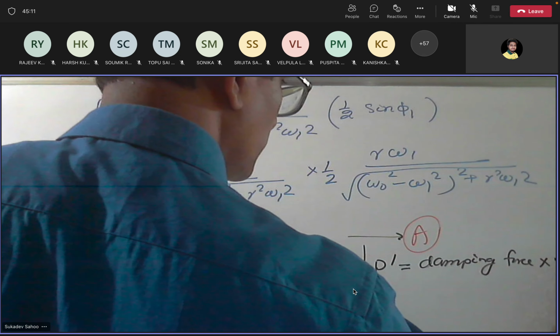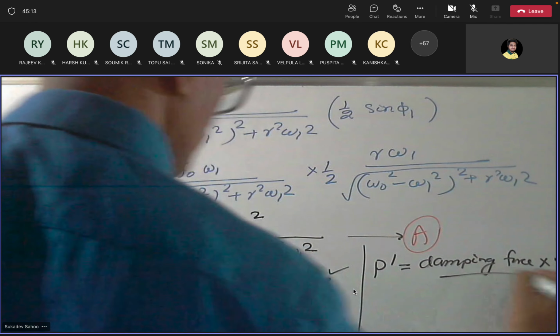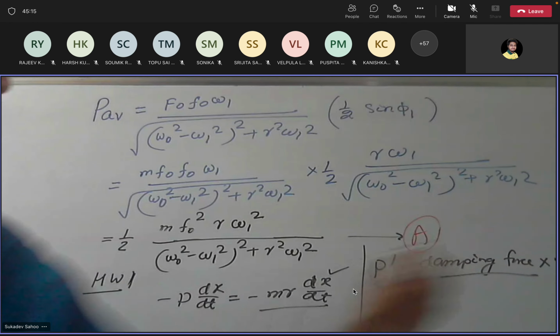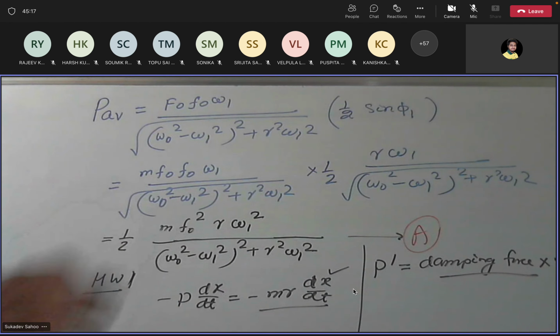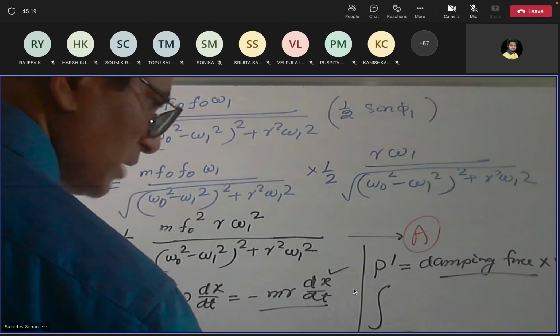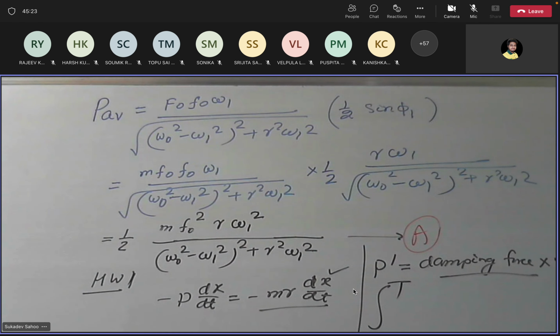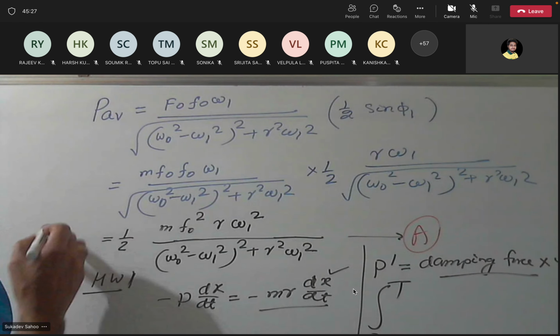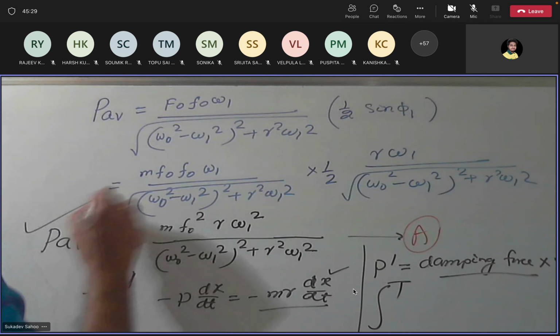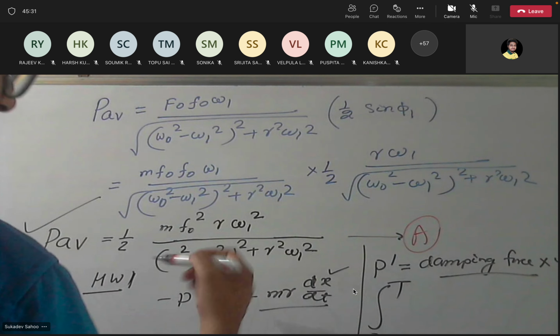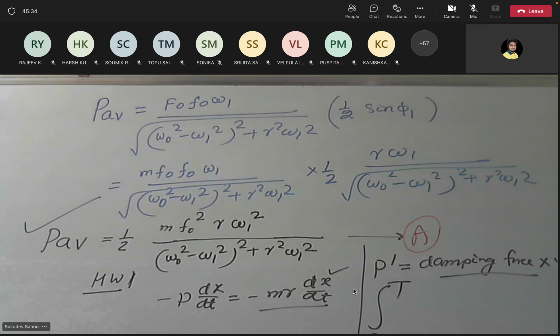into velocity. Now you substitute the expressions: your damping force, this one, then the velocity expression. After that, you find the time average, average of the sine function, plus sine function. Finally, you will get this expression. This is the P average supplied. This is the dissipated. The expression will be the same.